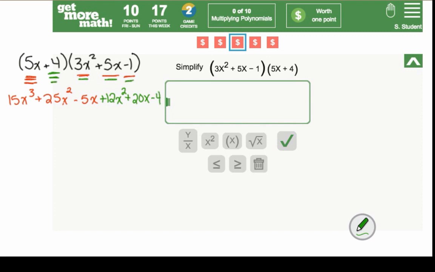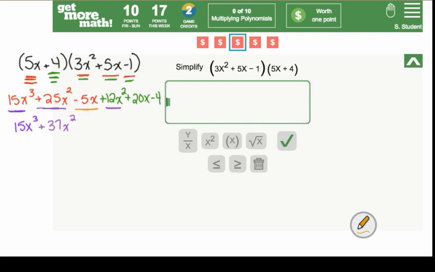So now we have it so that we're just adding like terms like in a polynomial. So if we start up here, we have a 15x cubed, but there are no other x cubes. So it's just going to be 15x cubed. Then 25x squared and 12x squared. 25 plus 12 is 37. So this would be a 37x squared. Remember, the exponents don't change when we're adding and subtracting.